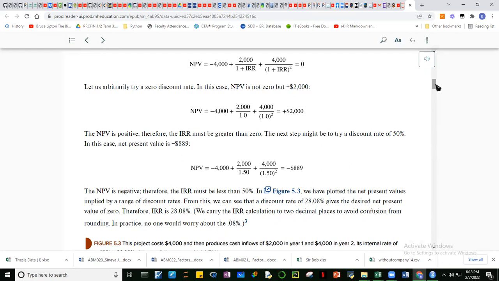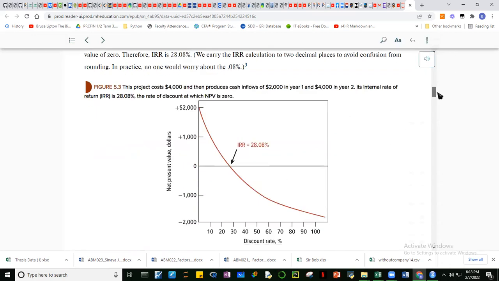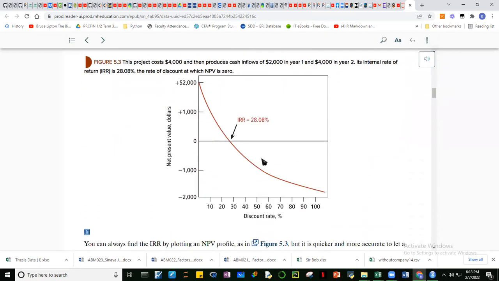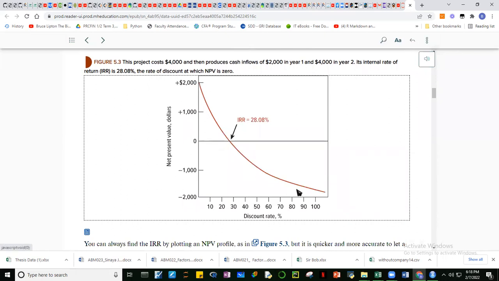So the IRR is that rate of return where the net present value is equal to 0. Okay, the IRR is okay because it takes into consideration the time value of money. So how is the decision made by IRR? Take a look at this diagram.